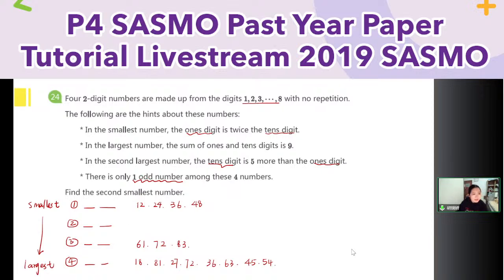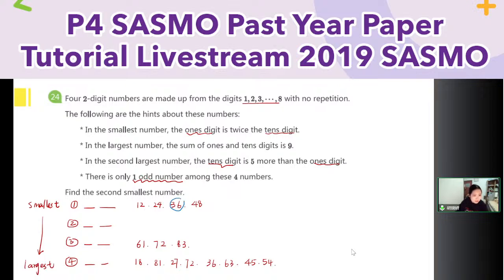And then we can try another one. Maybe when the smallest number is 24 and the second smallest is 72. Is it possible? No, 2 is used twice. But maybe we can go back to 81. If the first number is 24 and the second one is 81, and then the next one, can I try 61? Cannot. Why? Because 1 is already used, so it cannot be 61. That means this one is impossible. Maybe we can try the next one.